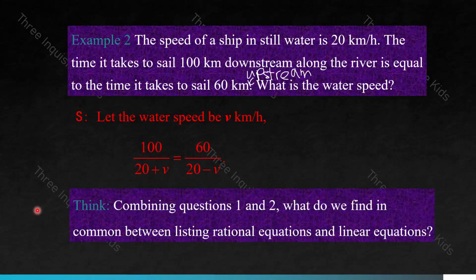So, combining questions 1 and 2, what do we find in common between listing rational equations and linear equations for word problems? Well, we see that the steps are basically all the same. You start with finding the equivalent relationships and setting the variables, and then you write an equation based off of that. Finally, you have to solve the equation.